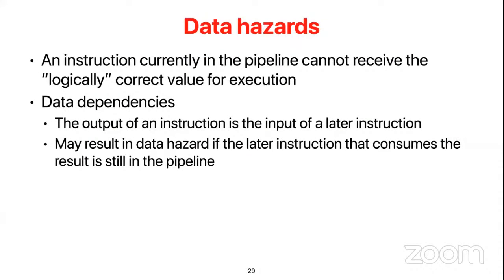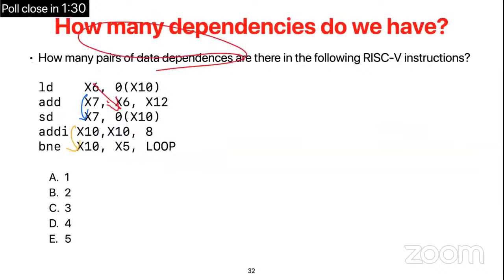The output of an instruction is the input of a later instruction. So it has to be a write. One output of an instruction is the input of a later instruction, right? Yeah. So if you look at that, what would be the answer you put now?